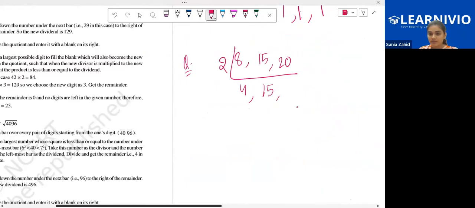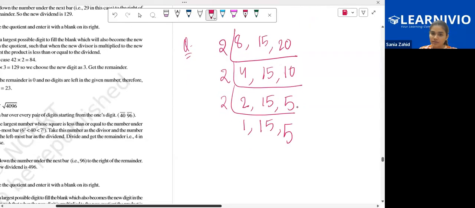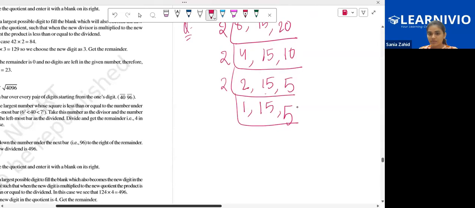Okay. And then 2 10s are 20. And then again 2 will do it. 2 2s are 4. And then 15 again. And then 5, because 2 5s are 10. Then 2 1s are 2. 15. And then 2 2s are 4. 5 only we take, okay. Then with what number? Ma'am, 1. You can't take one, Rida.